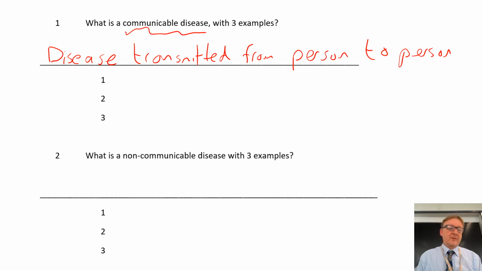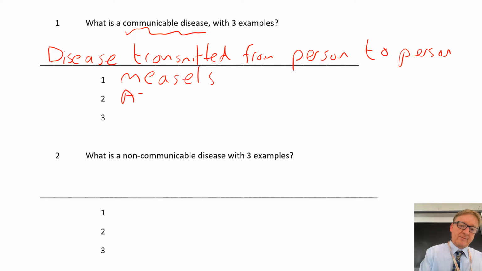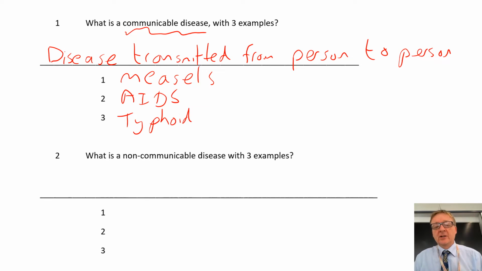Right, now 3 examples, there's many examples that you can actually have, so I'll go for measles, I'll go for HIV, AIDS, and I'll go for typhoid. So they are 3 diseases that can be spread quite easily from person to person.